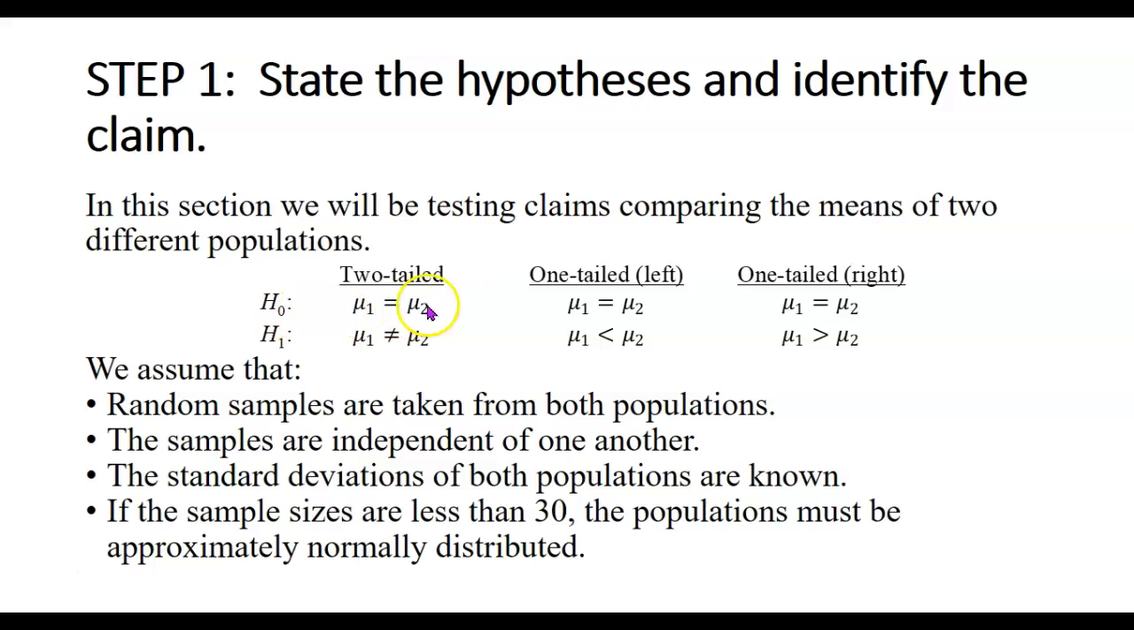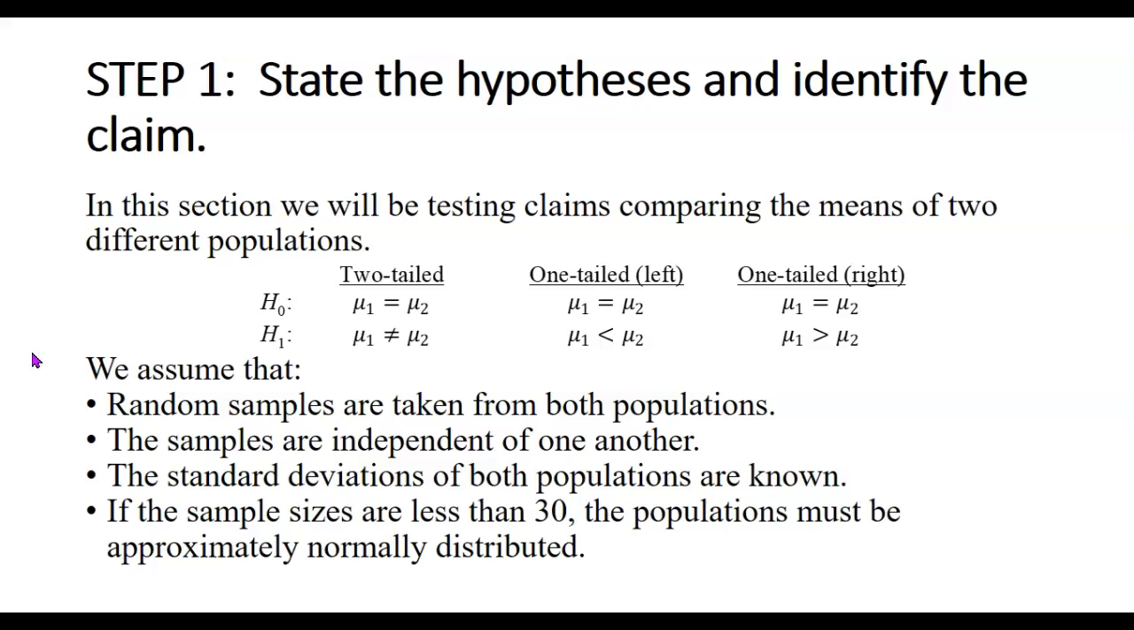That means that the null hypothesis will always be that those means are equal to one another. Mu1 equals mu2. The mean for one population is the same as the mean for the other population. And the alternative hypothesis will be either that the means are different, mu1 does not equal mu2, or that mu1 is less than mu2, or that mu1 is greater than mu2.